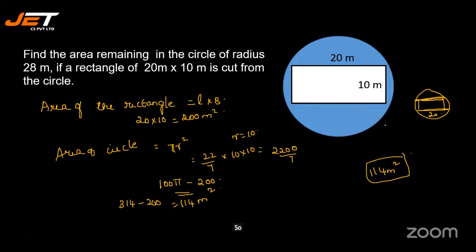So what have we done? They're asking us the area remaining in the circle of radius, so we are finding the whole circle, that is pi r square.